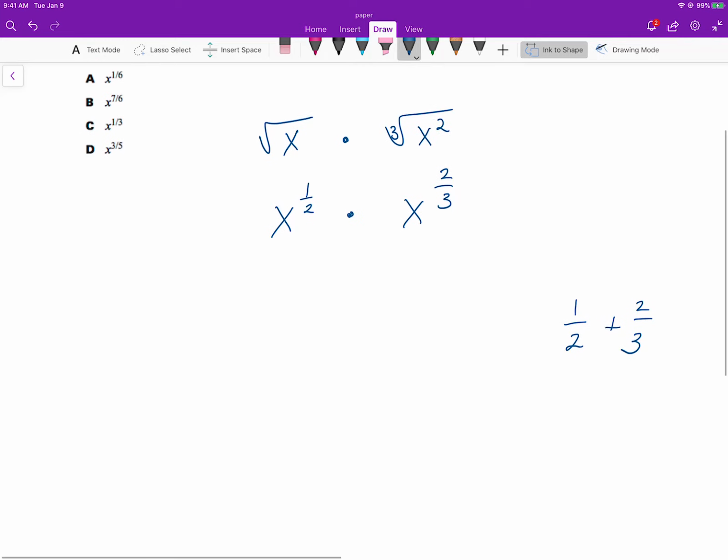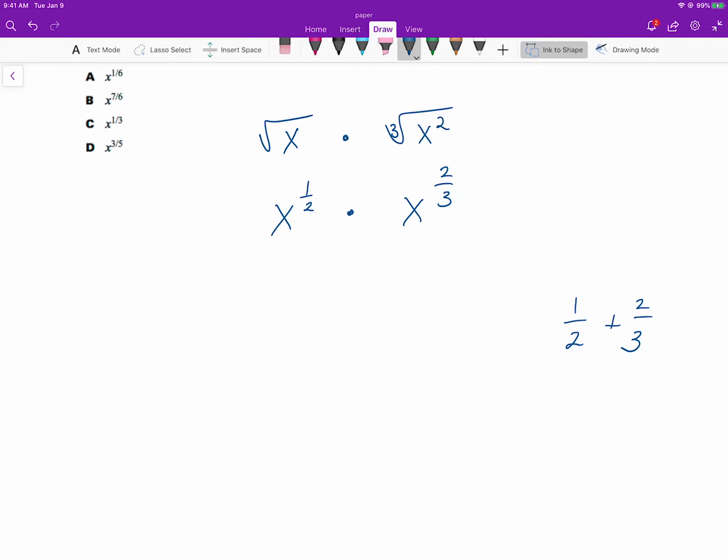And when we're going to do that, we need to have common denominators. So I'm going to have 2 times 2, and then 3 times 3 to get common denominators. So I'll have 3 sixths plus 4 sixths, which will give us 7 sixths. And this will be x to the 7 sixths. And that will be our answer.